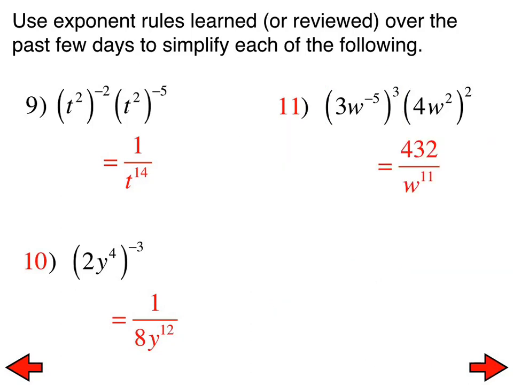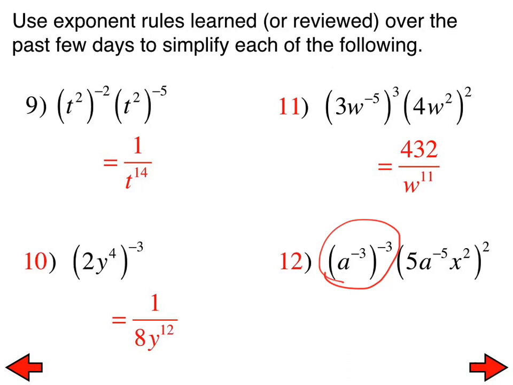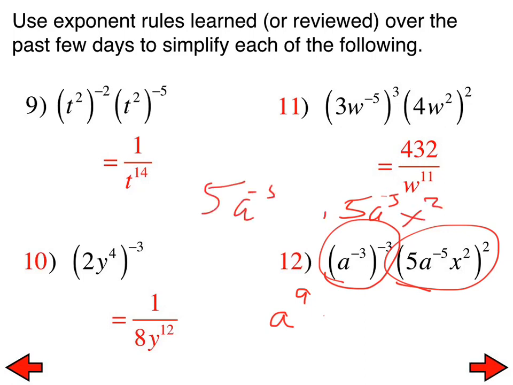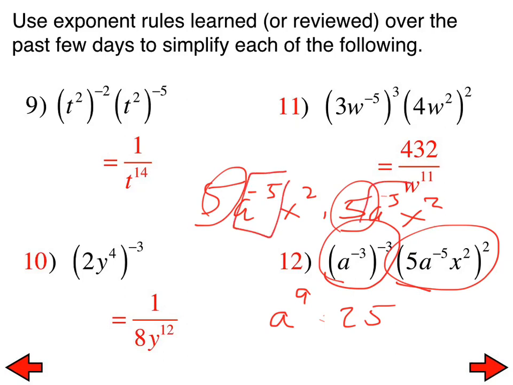All right, and then number 12, more of the same thing. I'll use the power to a power rule right there. That gives me a to the 9th. In this one, I'll think about it in terms of an extended product. So I've got 5a to the negative 5, x to the second. I'll move the other one out here. And so I've got 25 by multiplying the coefficients together. Right here I've got a to the negative 10. And here I've got x to the fourth.